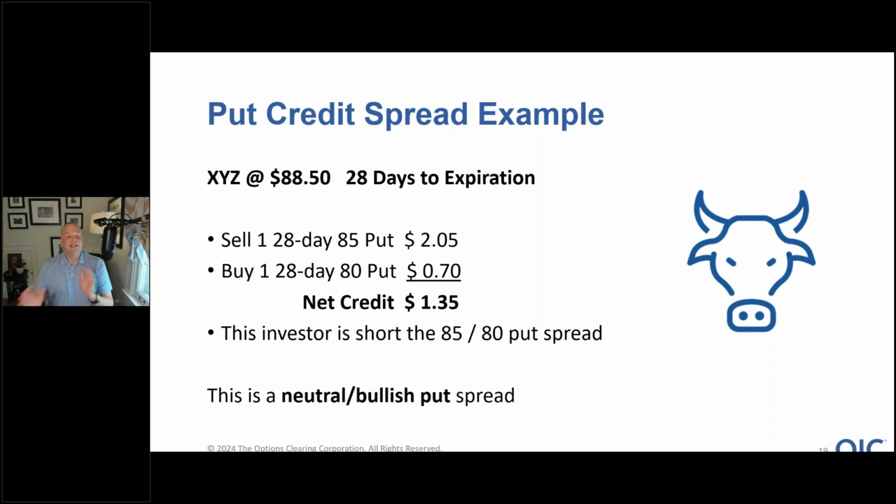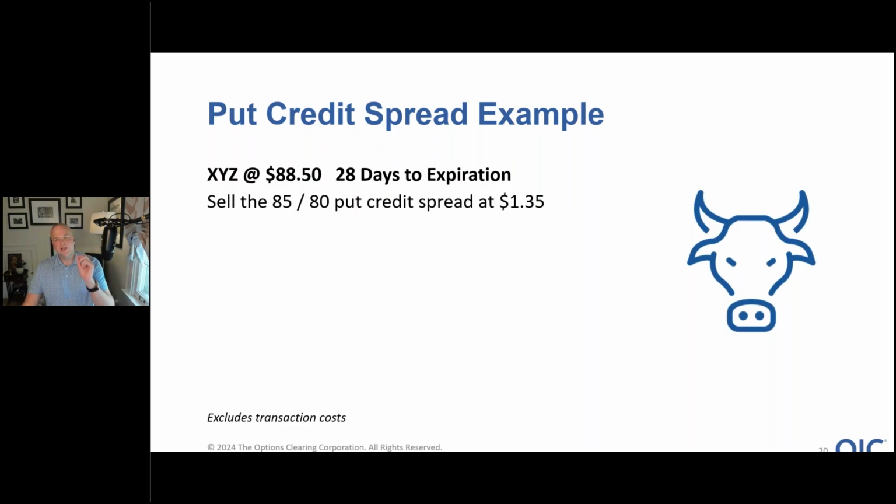Now, this again is a neutral or a bullish spread because puts are negatively correlated to underlying price movement. So let's take a look at what this might look like in real terms. Again, stock trading 88.50, 28 days to expiration. The 85-80 put spread you've sold for $1.35.